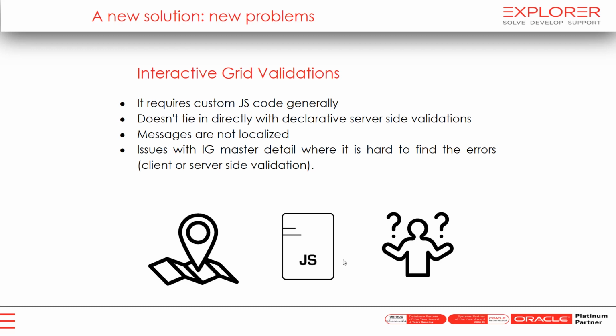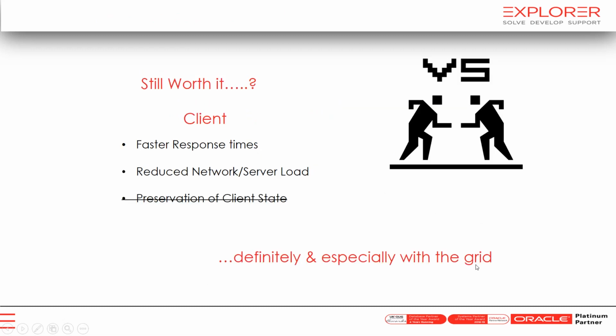With interactive grid validations, it requires a lot of custom JavaScript code. It doesn't really tie into declarative server-side validations. You've got this localization problem, which I'll explain to you in a moment. You've got issues with the interactive grid master detail, where it's hard to find errors. Client validations or server-side validations. So the icons at the bottom mean localization issue, lots of JavaScript, confused developer. So is it still worth it really with all this JavaScript and the like?